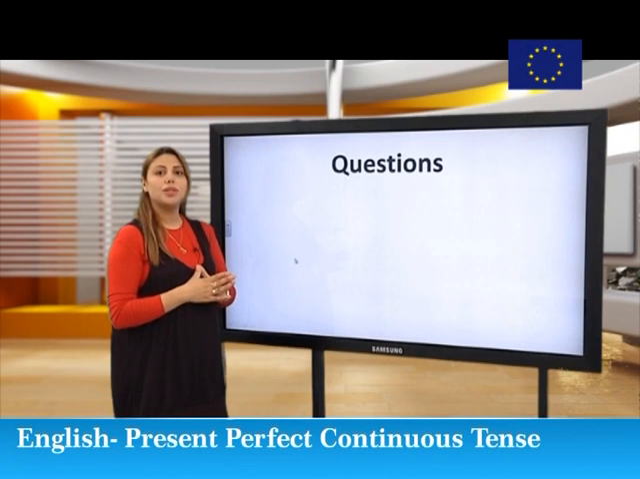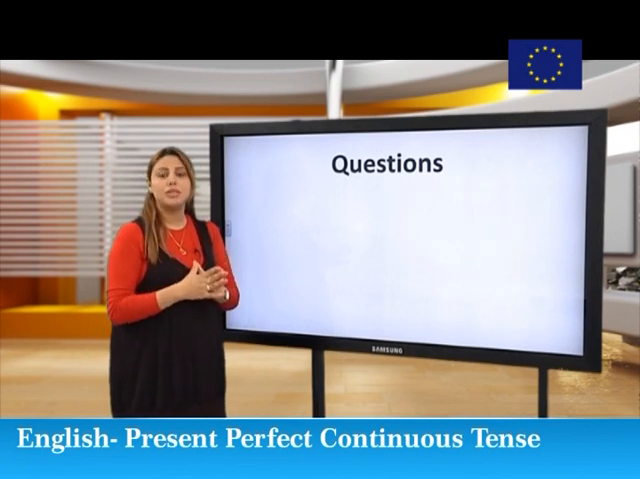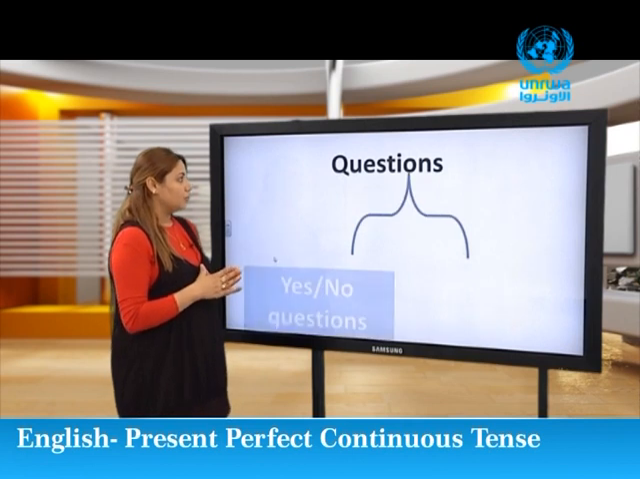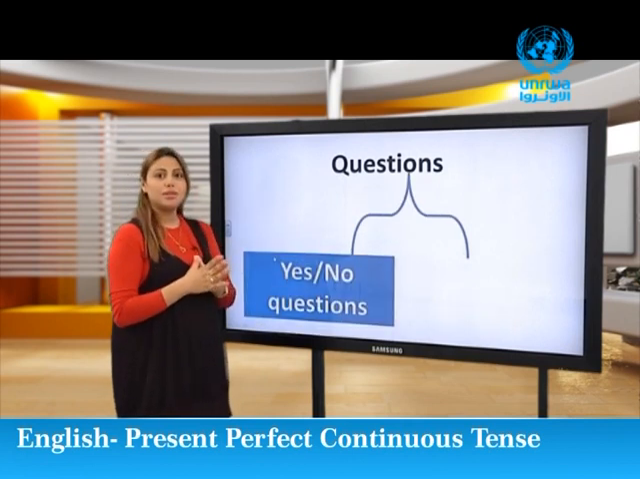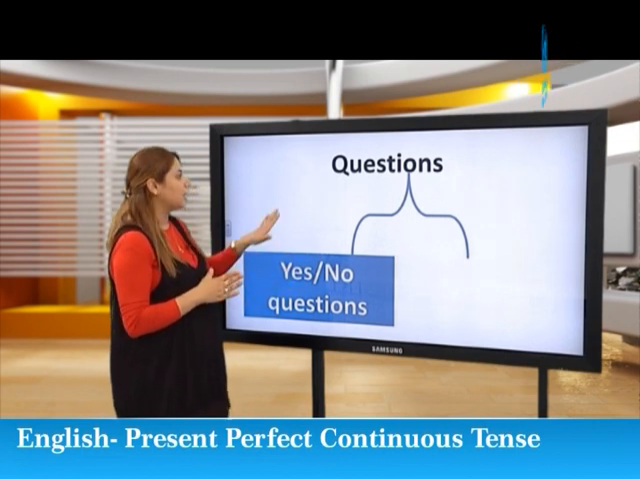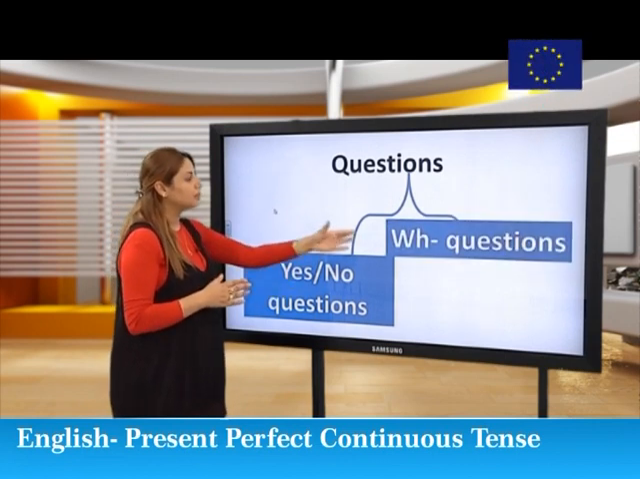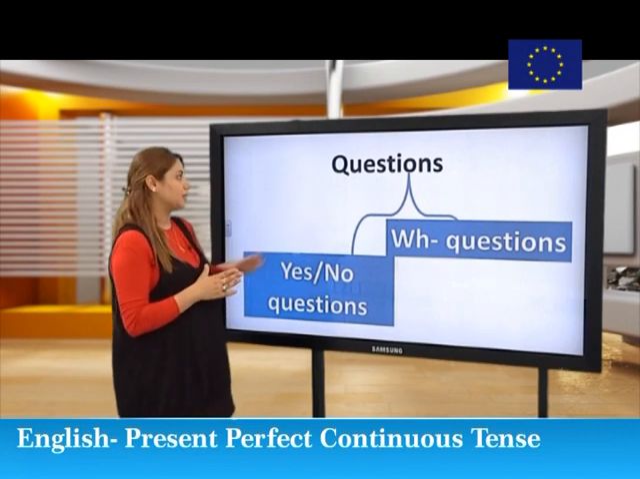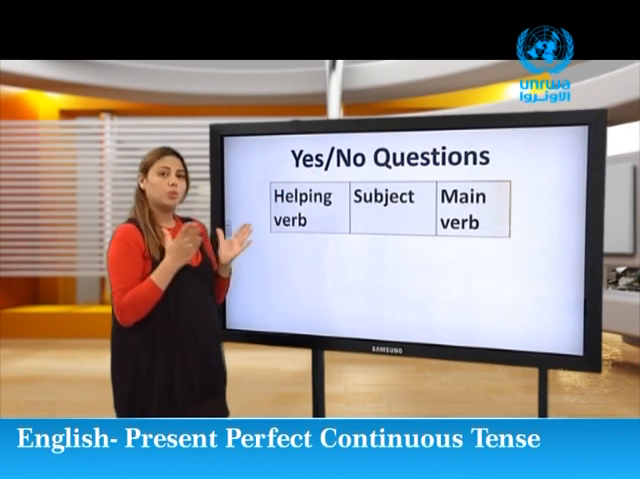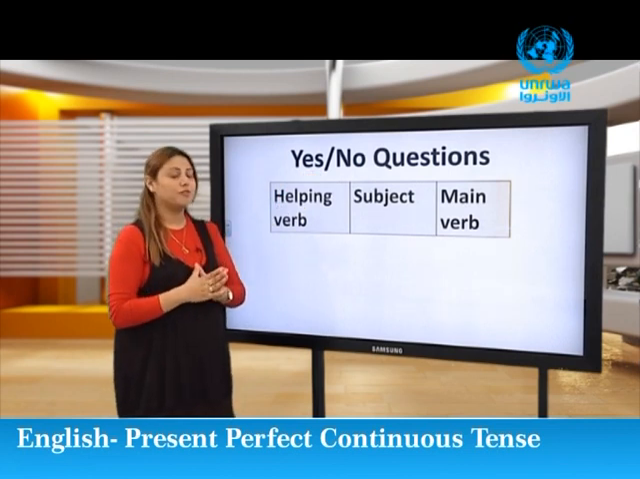Let's go to the questions. How can we make questions out of this tense? Of course, we know that questions are two types. The first one, yes or no questions, and the second type is WH questions. Let's start with yes/no questions. What is the structure? What is the form?